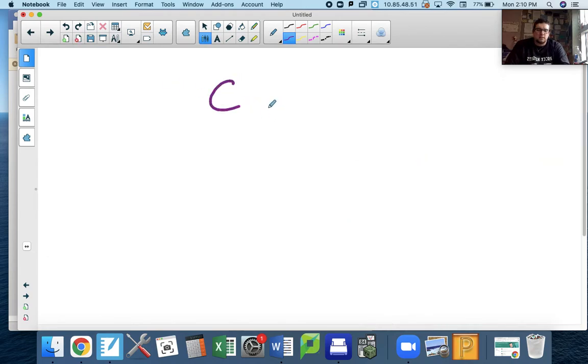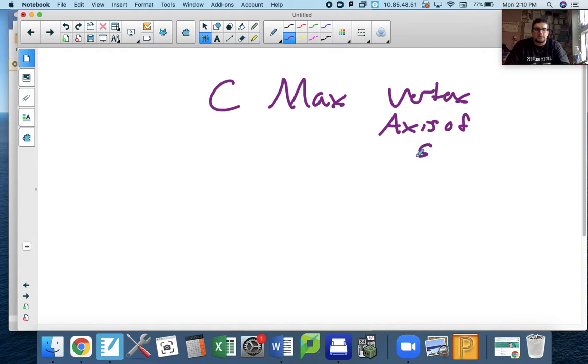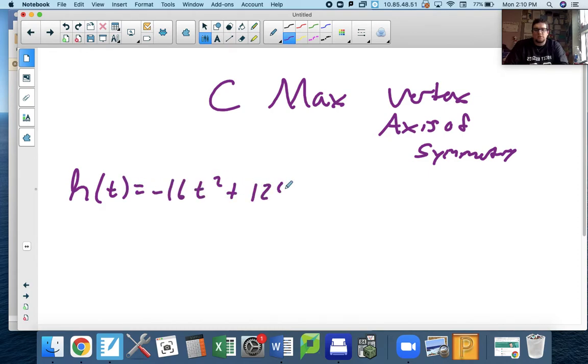Part C, it asks you to find the maximum. The maximum is all about the vertex and that axis of symmetry. So we have h of t equals negative 16 t squared plus 128 t. We are not allowed to simplify this one because that means we'd have to divide the h of t, which we aren't allowed to do. We don't set it equal to 0 because we're not trying to find the roots. We don't set it equal to 112 or any other number because we're not trying to find the height.